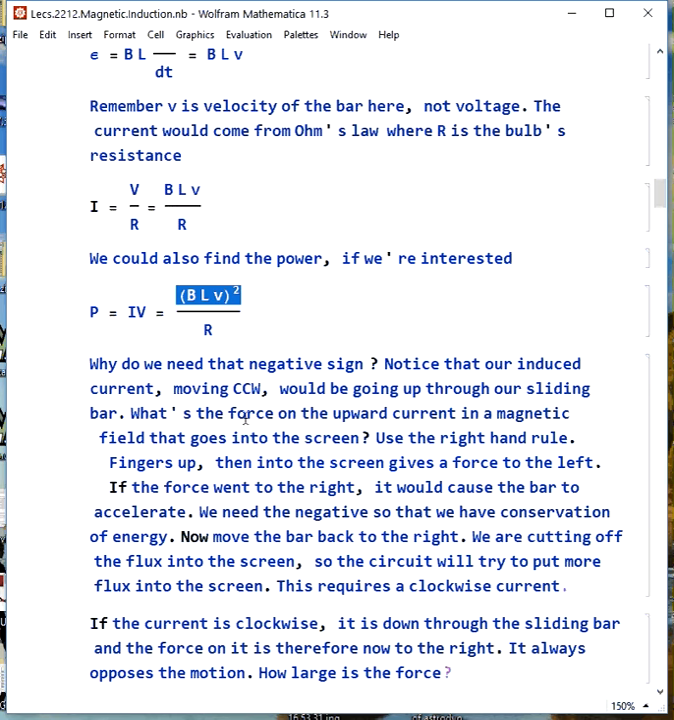If the current went the other way, the force would go the other way, and once we bump the bar to the right, it would just start accelerating faster and faster to the right, and that would violate conservation of energy.